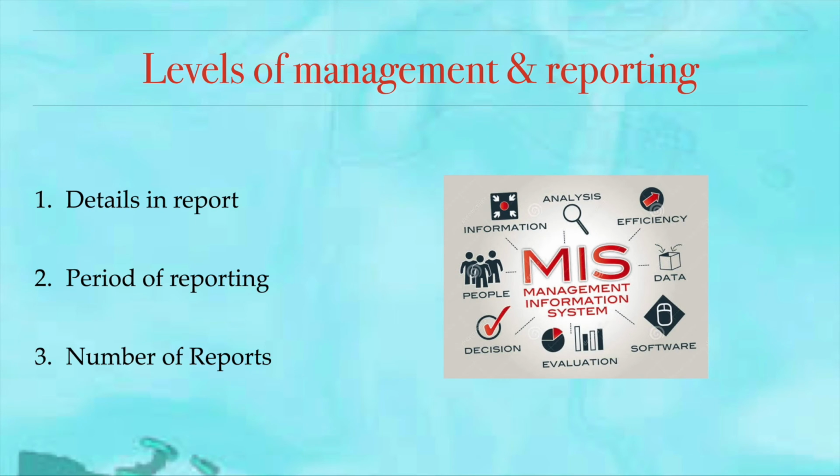Next, we have levels of management and reporting. The first one is details in report, that is for the lower level management, correct? For the lower level management, all the instructions, duties, responsibilities must be given in detail, correct? So that is for the supervisor, foreman, or who takes care of the machinery and the equipment in the factory. For such people, reports must be in detail. Second is period of reporting. So for the low level management, the report must be frequent, correct?